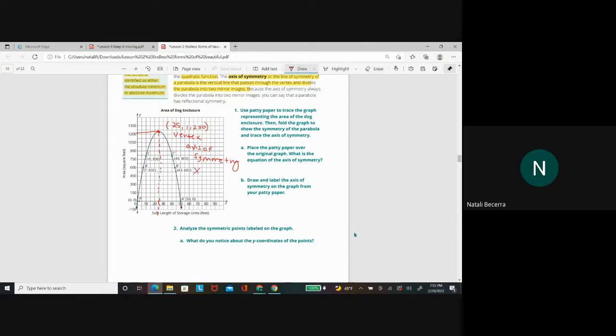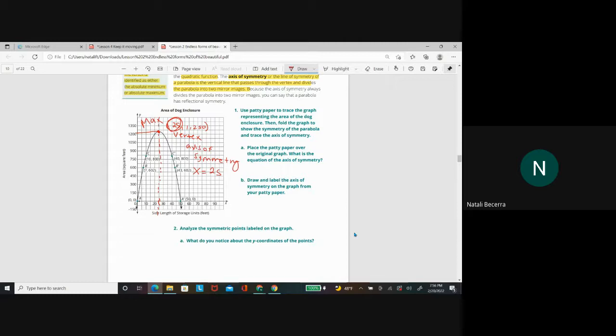The axis of symmetry is always going to be x equals whatever your x value is for the vertex. So that's why the vertex, and this is a max, by the way. That's why identifying if it's a max or a min is really important, because it correlates with the vertex and also with the axis of symmetry. The axis of symmetry is always going to be x equals whatever the x value for your vertex is, okay? Whether that's a max or a min.